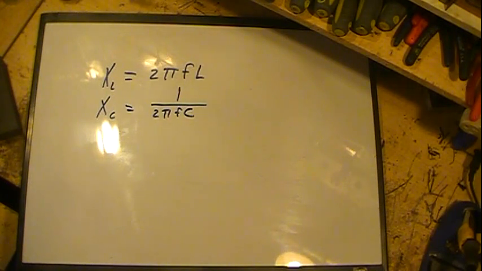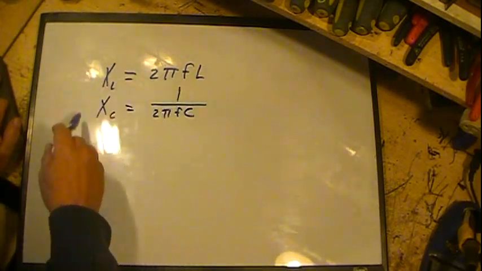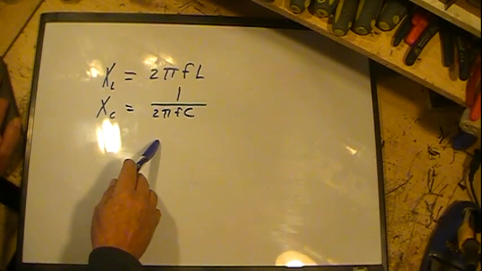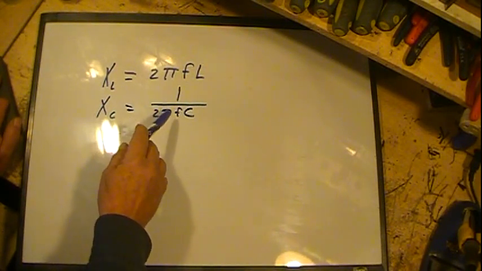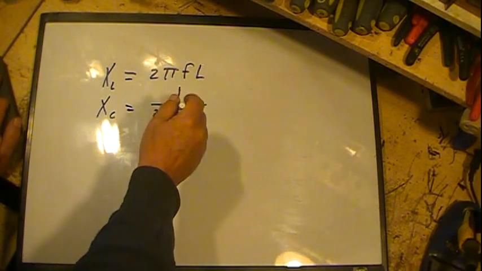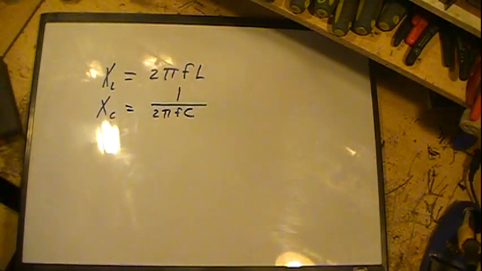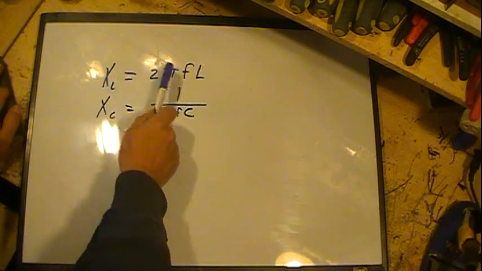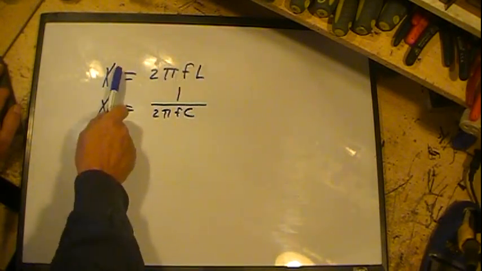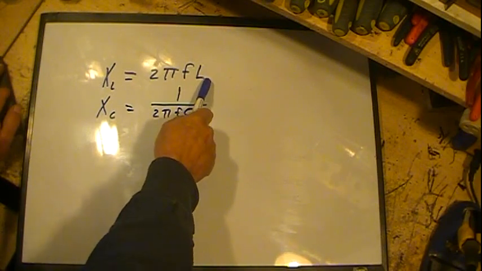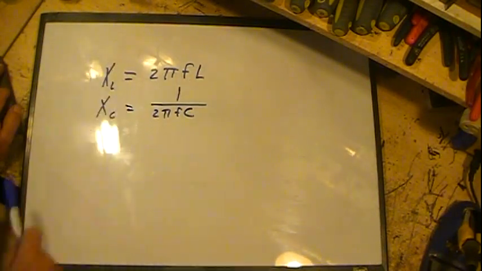One thing I want to point out is something about these formulas. And that is simply the fact that with inductive reactance, the frequency and the inductance are directly proportional to the reactance. In other words, there's a direct connection. If frequency goes up, inductive reactance goes up. If your henries go up, your inductance goes up, so does your inductive reactance.